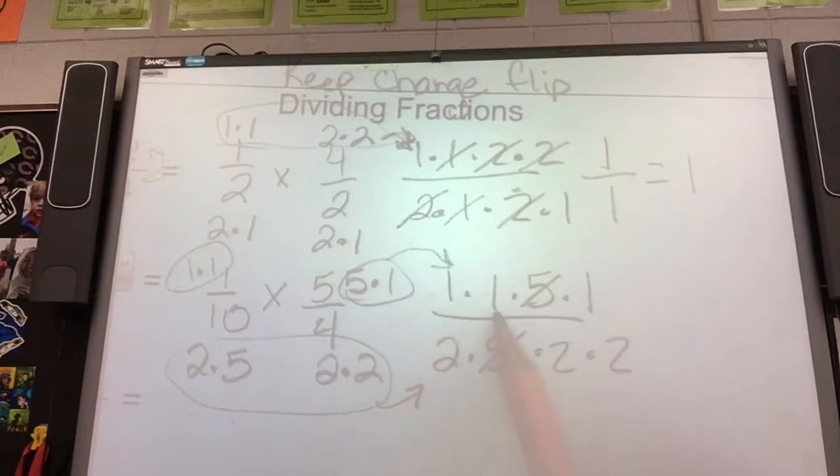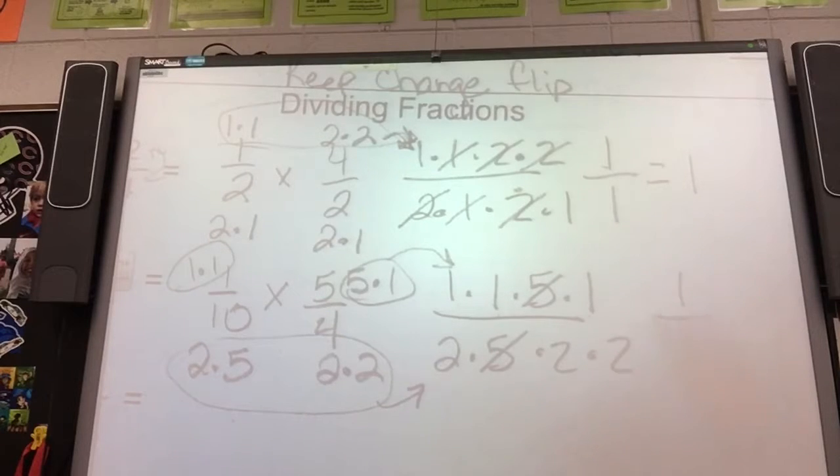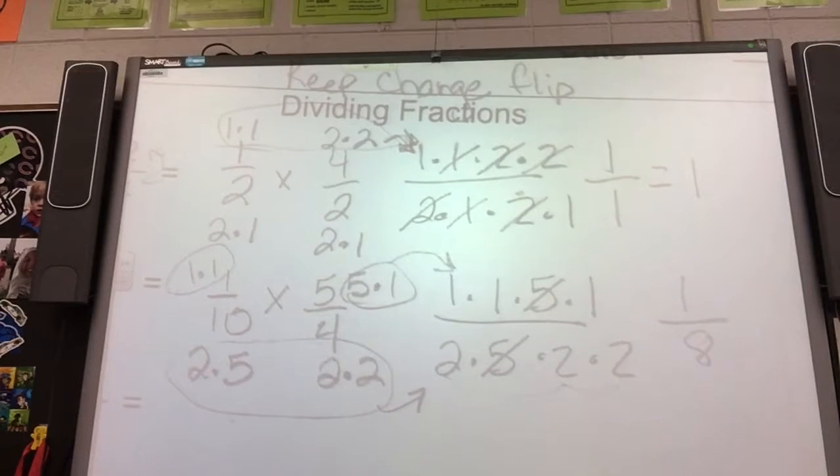So 1 times 1 times 1 is always going to be just 1. 2 times 2 is 4. 4 times 2 is 8. Your answer is 1/8.